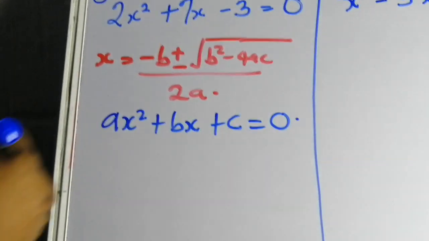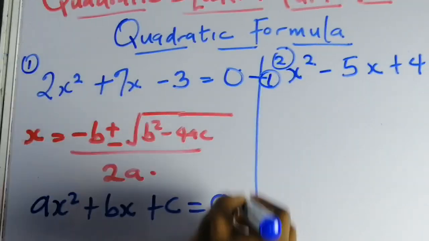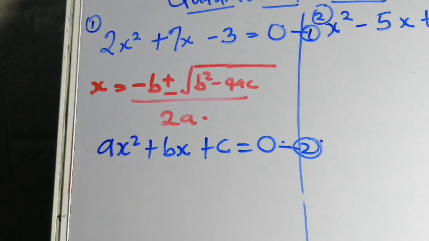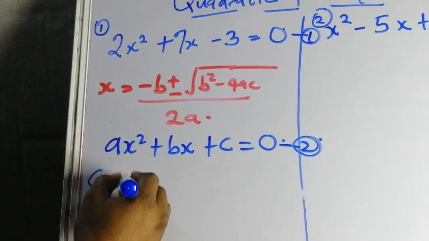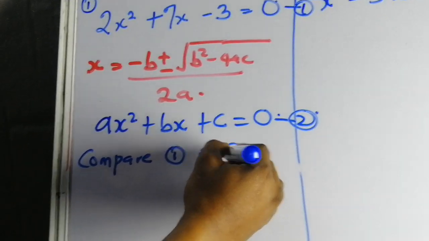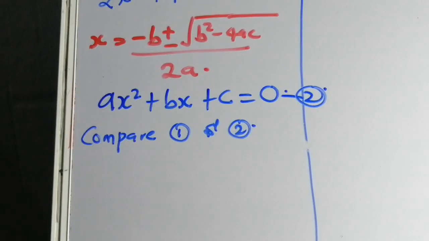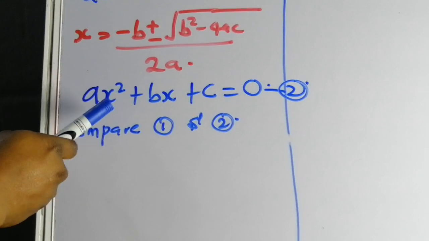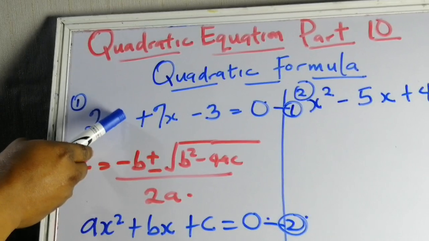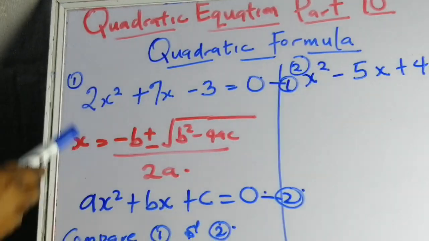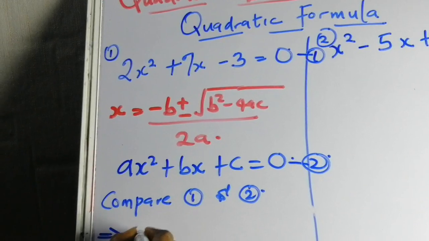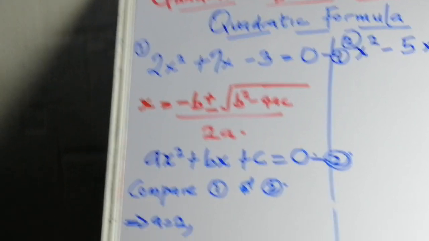So now if I compare this, let's see, this one is equation 1, the question. This one is equation 2, which is the general quadratic equation. So what you will now do is compare 1 and 2. Look at this coefficient here. The coefficient here carries power 2. The coefficient here carries power 2. So it means that a here is equal to what? 2. So that implies a is equal to 2.